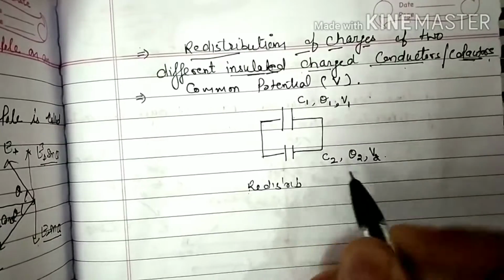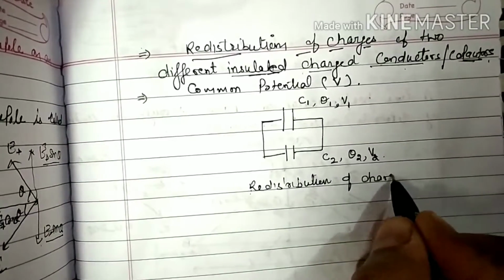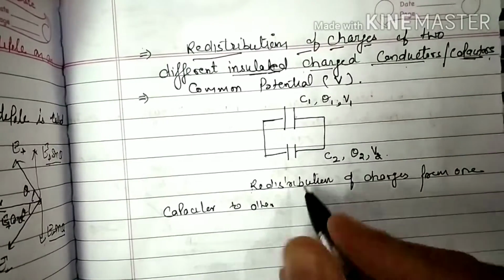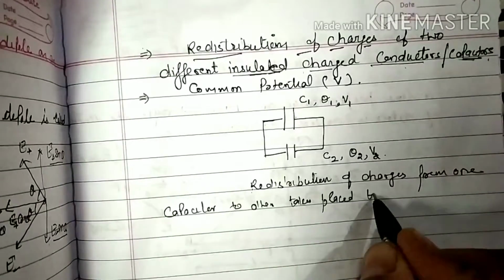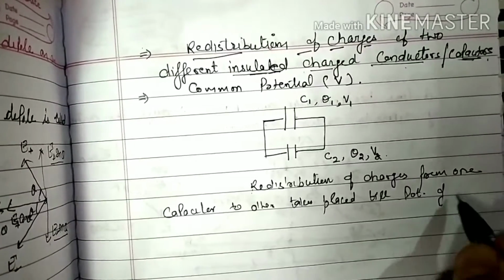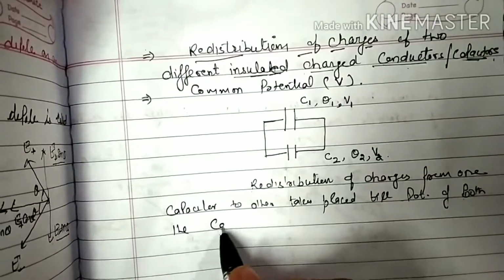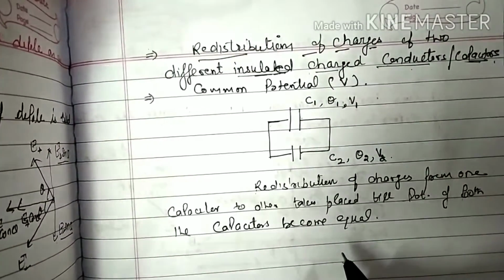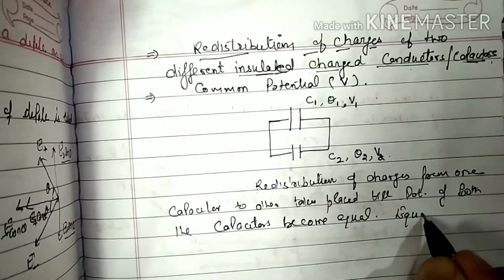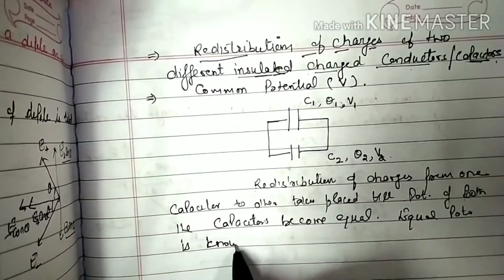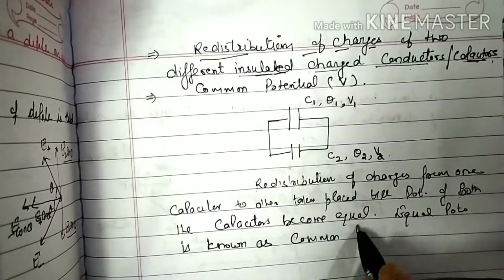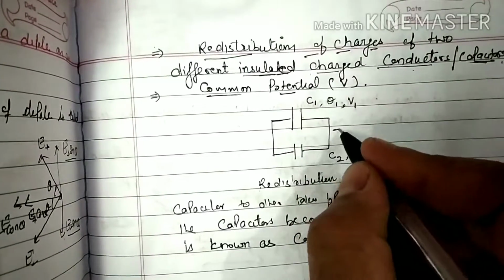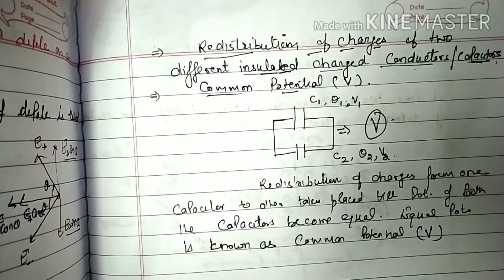Redistribution of charges from one capacitor to the other takes place till the potential of both the capacitors becomes equal. That means there will be an equilibrium state where the distribution will stop. And this equal potential is known as the common potential, V. Then this device has the common potential V, not V1 and V2.